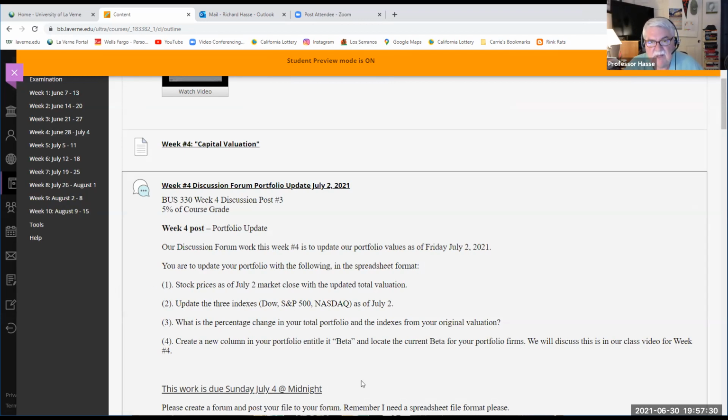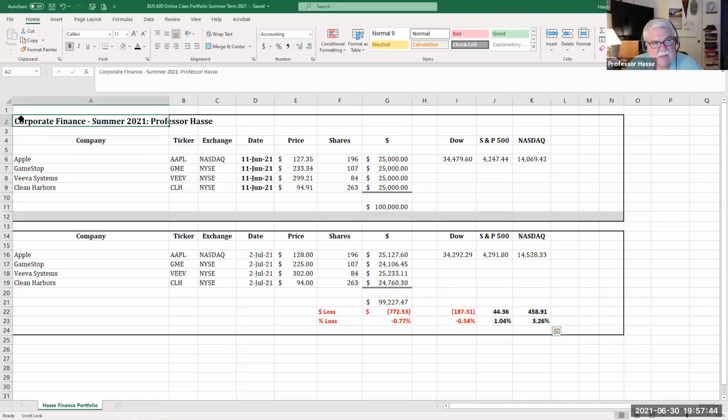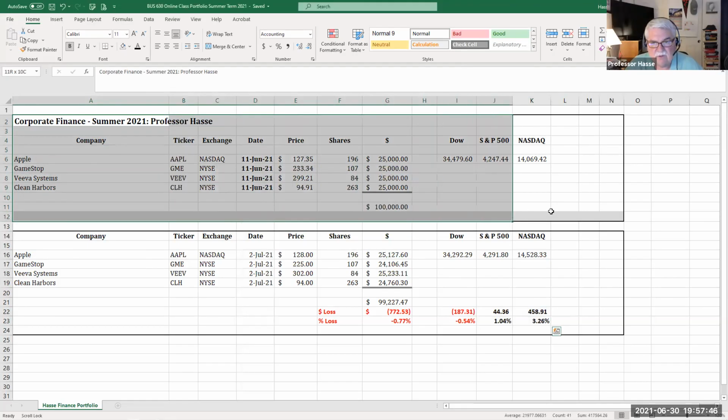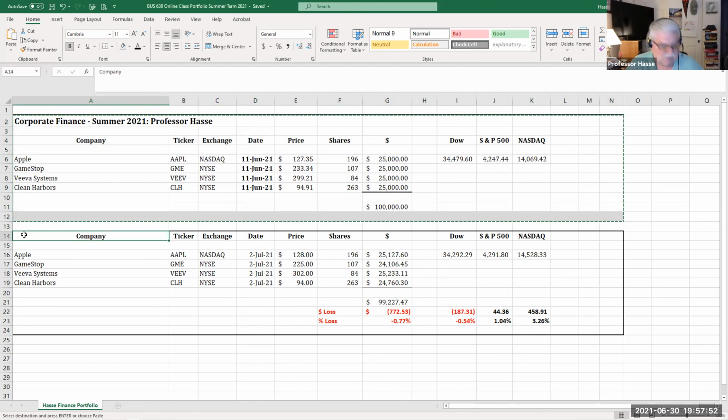So here's what my portfolio will look like. Let's bring this up so you can use this as an example. Remember, you all have your portfolios already done for the first part of our class. What I've done now is I've just taken my original portfolio, like you all have right here, and I copied it, Control C, copied it down here, Control V, and now I have a copy down here.